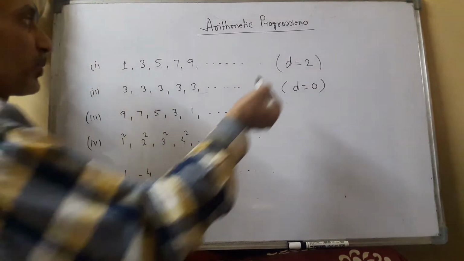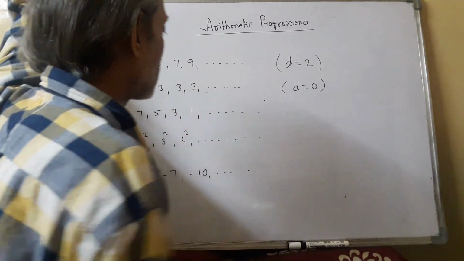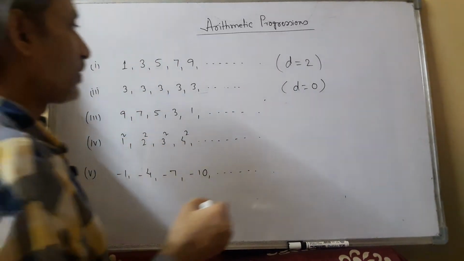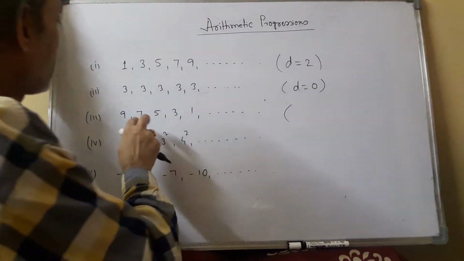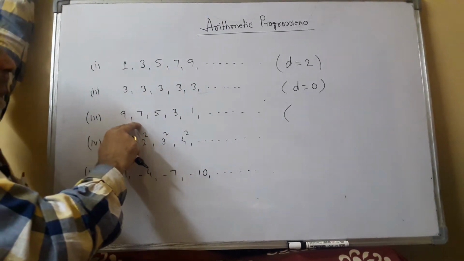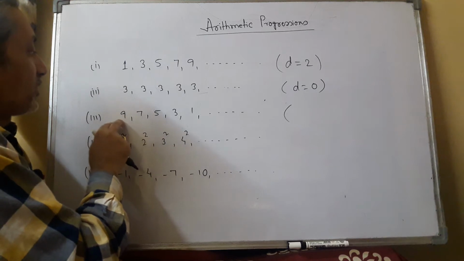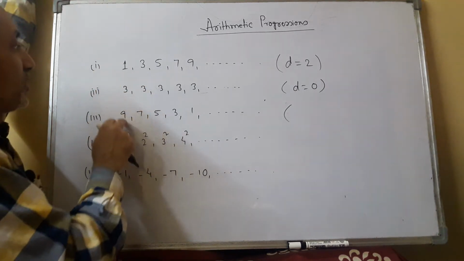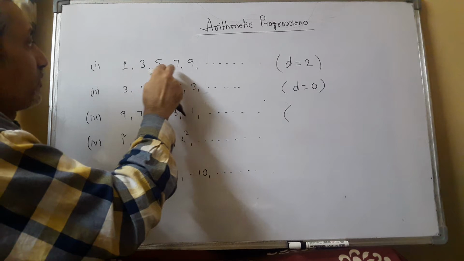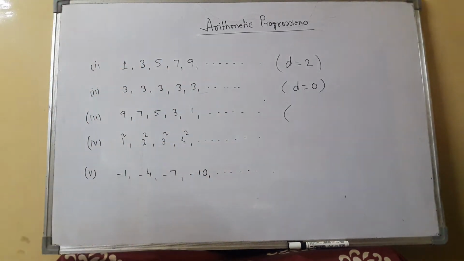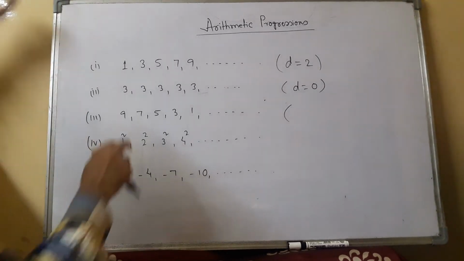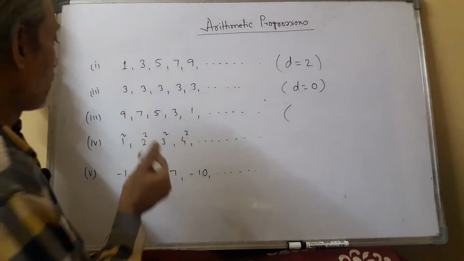So d can take positive value, 0, or it can take negative value as well. Now look, take this case. Here the first term, second term, third term, fourth term, this way. Always we count as we count the counting numbers, so first, second, third, fourth, and so on.